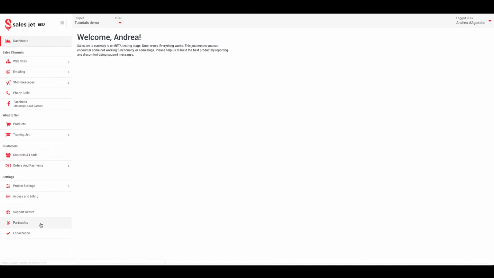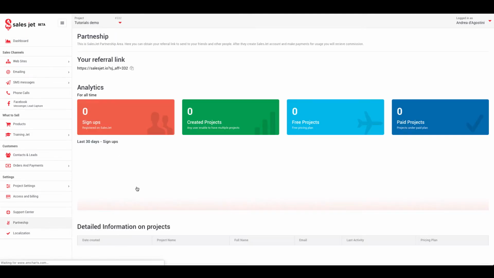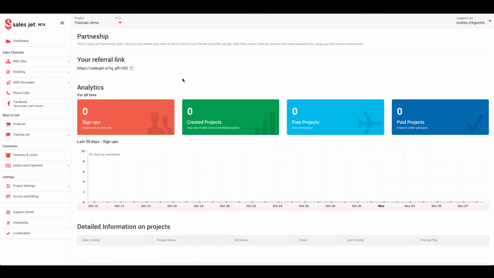In SalesJet, you also have the partnership area. The partnership area is designed for you to become an affiliate and make money with SalesJet. This is the link that you need to use in order to connect your mailing list to your SalesJet account.